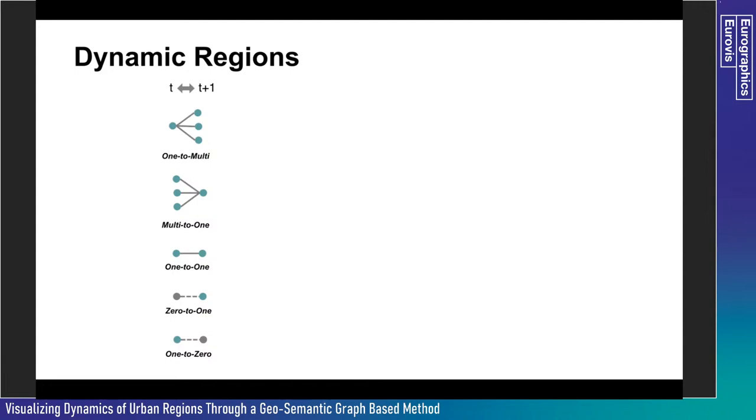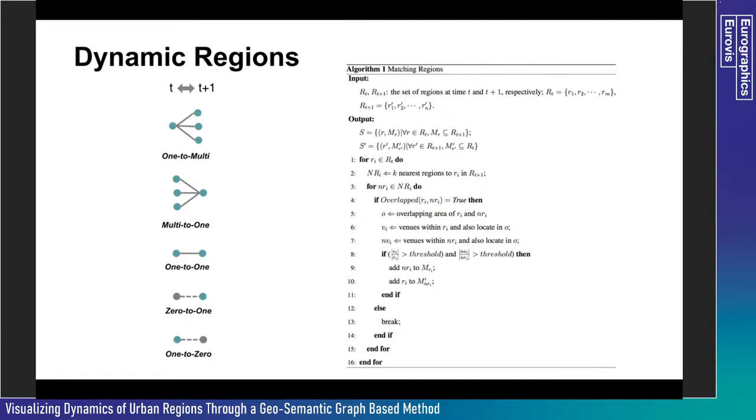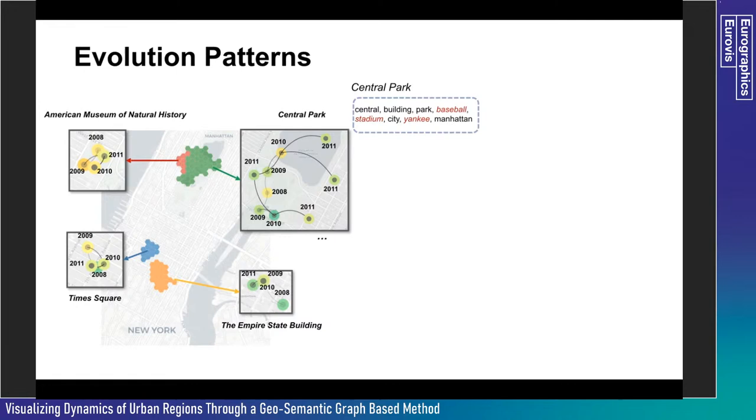Our mapping algorithm is based on two conditions: first, regions at two time steps overlap geographically, and second, the regions have a certain proportion of designated venues inside the overlapping area. Now let's have a look at some real examples.